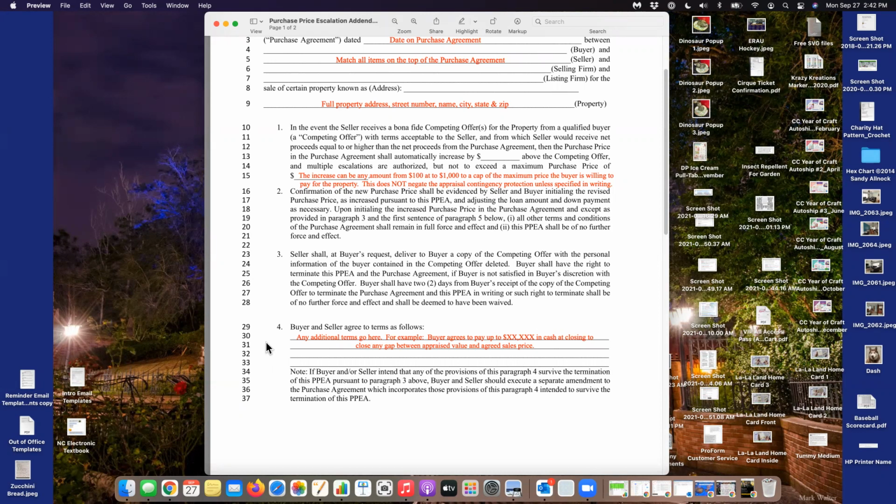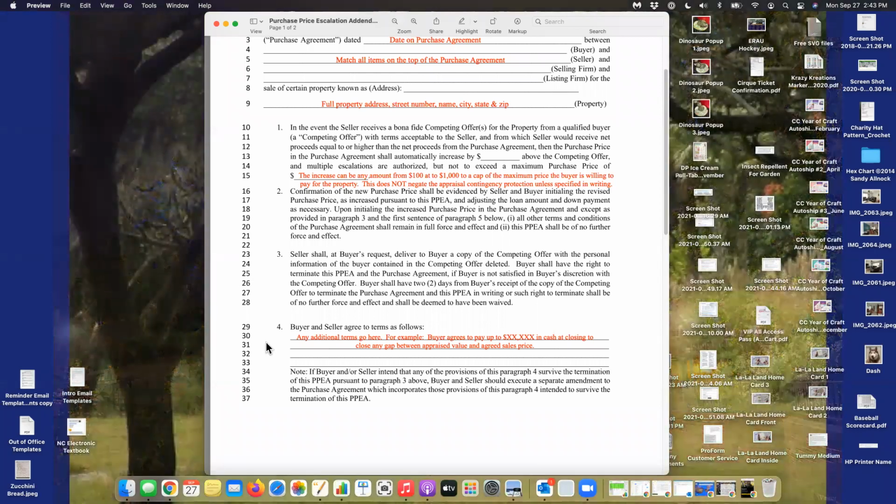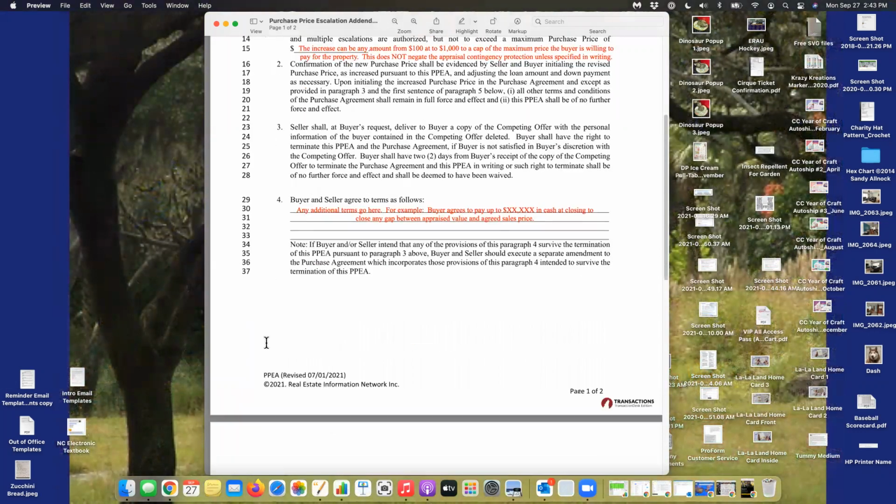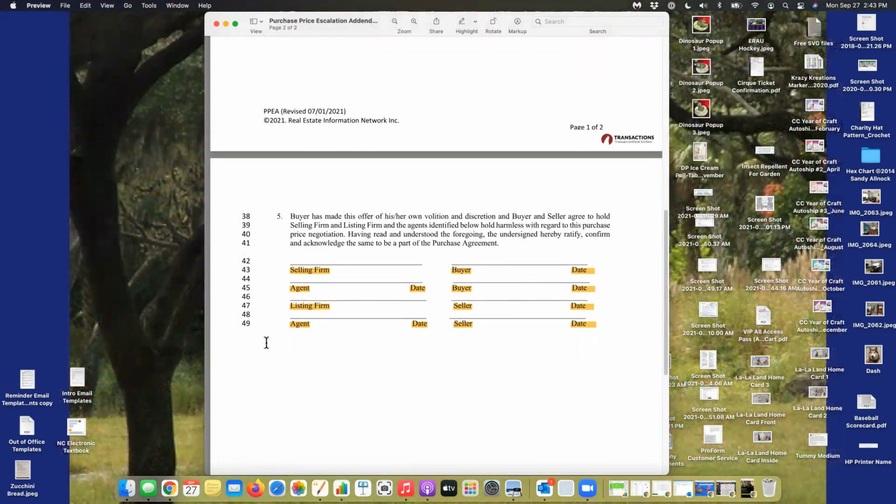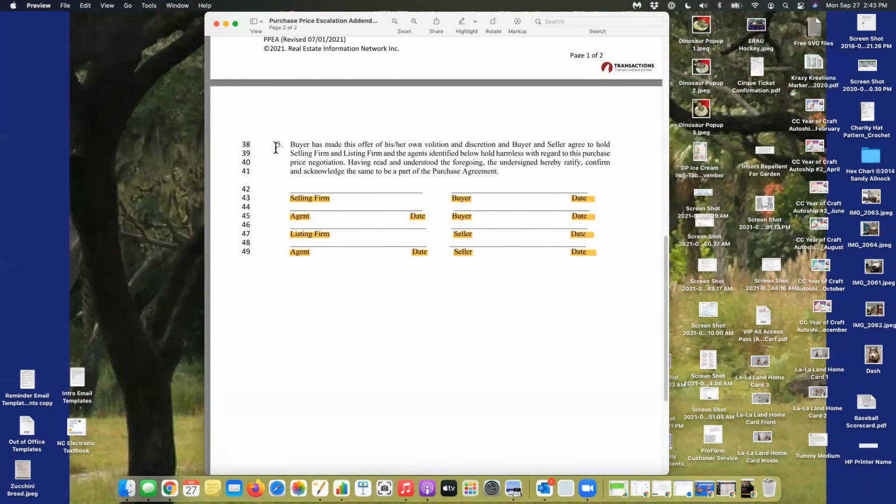If this is written in, buyer agrees to pay up to, let's say, $2,000 in cash at closing to close any gap between the appraised value and the agreed sales price, then when the appraisal comes in at $125,000, the buyer is obligated now to pay that additional $2,000, and the seller is obligated to accept that $127,000 final sales price based on what is written in this agreement. Page two talks about being free will, and everybody signs this for it to become a part of the purchase agreement.